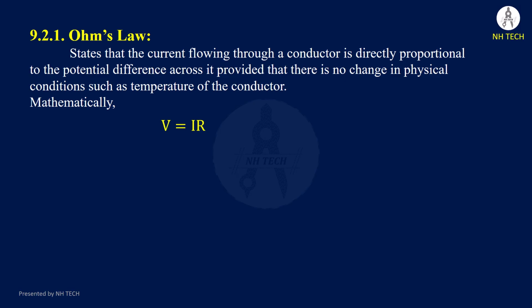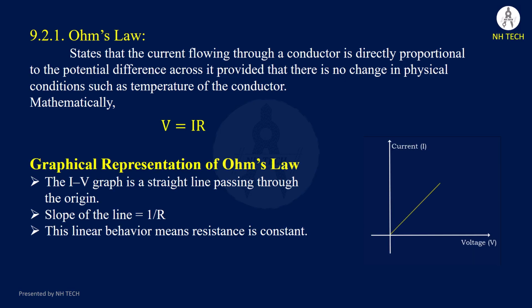The graphical representation of Ohm's law is an IV graph, where current is plotted against voltage. This graph is a straight line that passes through the origin, showing a linear relationship. The slope of this line is equal to 1 divided by the resistance, or 1/R. This linear behavior indicates that the resistance remains constant when the physical conditions are unchanged.